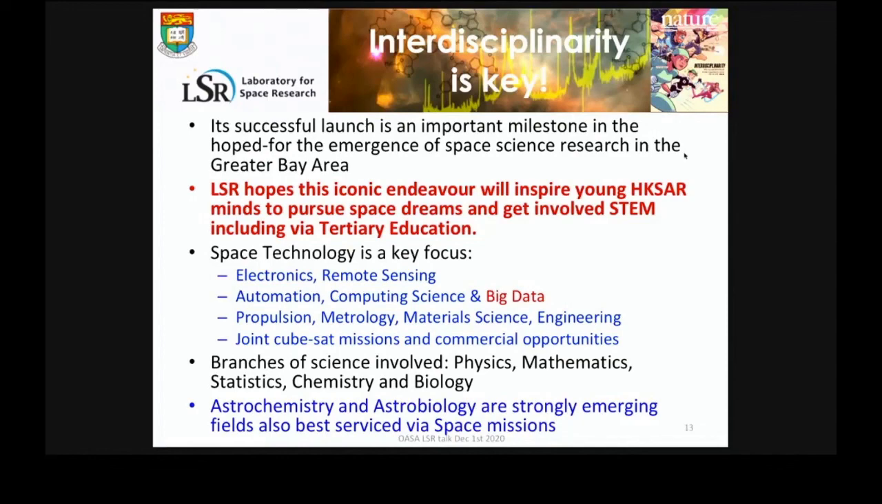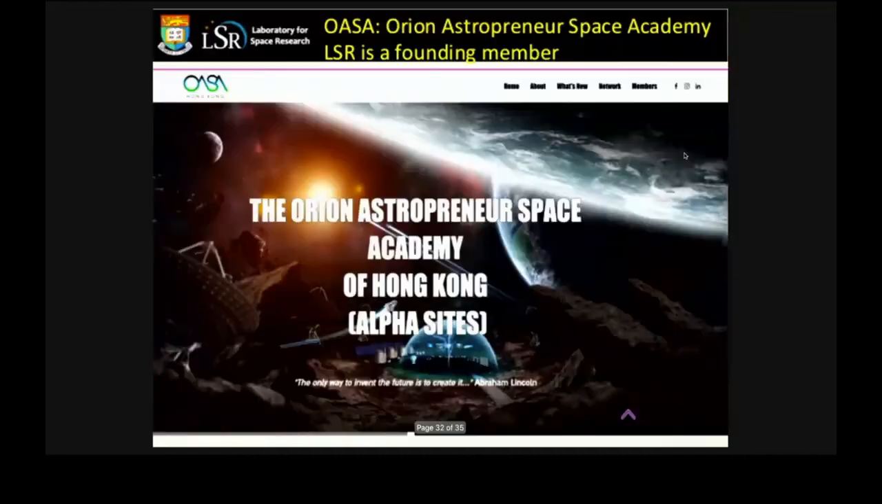So the main branches of science involved are physics, of course, mathematics, mathematics being the language of science, and statistics, because there's so much data now, we have to understand how to filter it, sift it, evaluate it, visualize it, and then use it. And of course, chemistry and biology, because everybody knows about astrobiology, everybody knows about astrochemistry, and these are big emerging fields now.